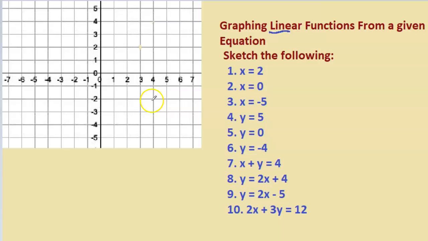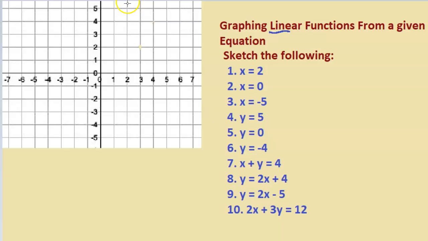Now the first one, x equal to 2. Usually when we are sketching the equation of a line, we try to show where the line cuts the axes, the x and y axis. Now the line x equal to 2. Notice in the equation here, there is just one variable, x. So this line will cut the x axis only, at 2. So this line will look something like this.